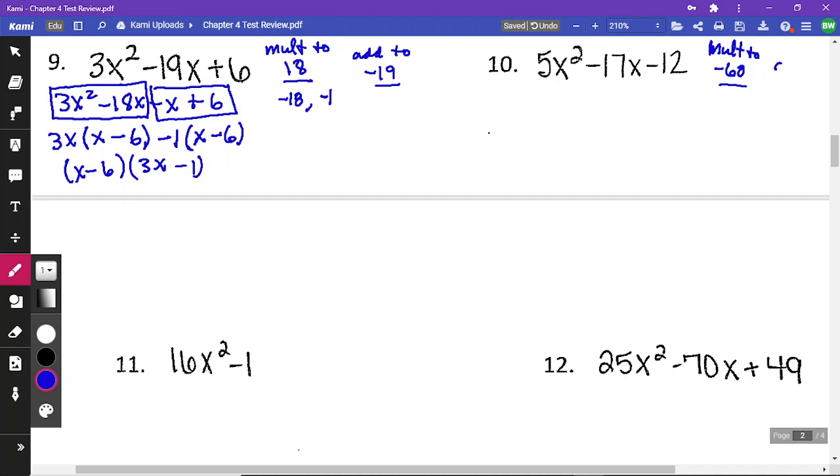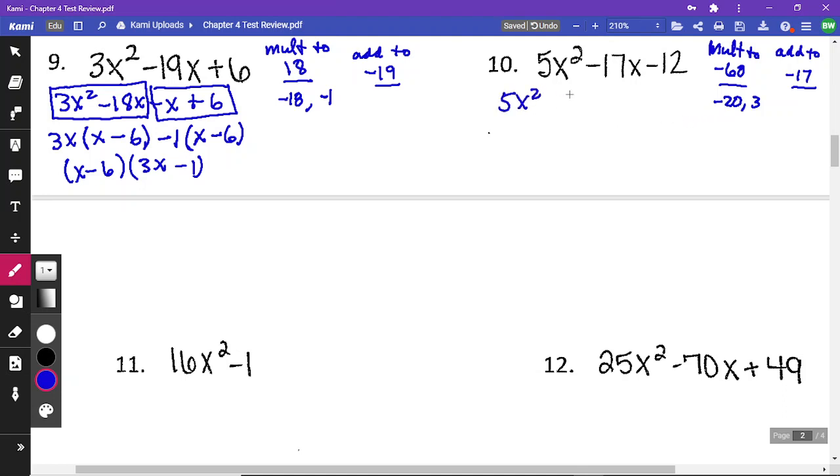And if they need to add to this middle term, negative 17. Okay, so again, one's negative and one's positive, so they make negative 60. And when we add them, we get negative 17. So the negative number is quite a bit bigger than the positive one. It's 17 larger. So yeah, negative 20 and 3 will work. Negative 20 plus 3 is negative 17. And when we multiply them together, we get negative 60. So that's how we split the middle.